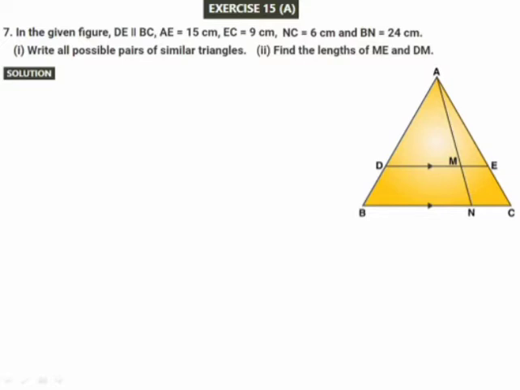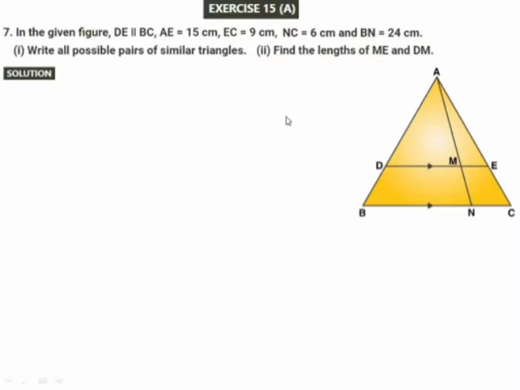So without wasting much time, let's see the problems where we left in the last class. Question number 7 from exercise 15a. The corresponding diagram is given out here. In this figure, DE is parallel to BC. AE is 15. Ignore the measurements for now. First, you need to write all possible pairs of similar triangles.